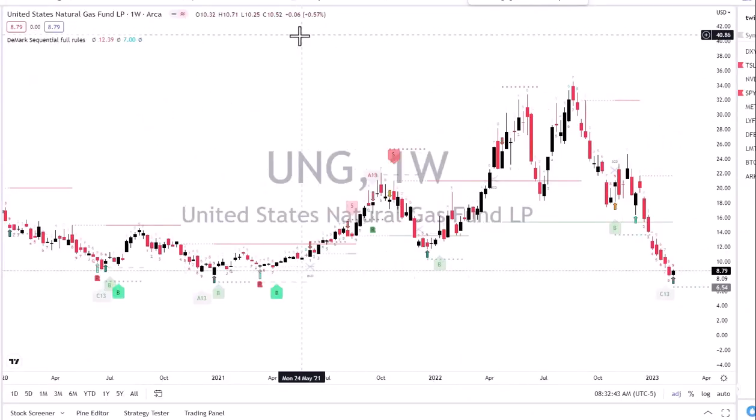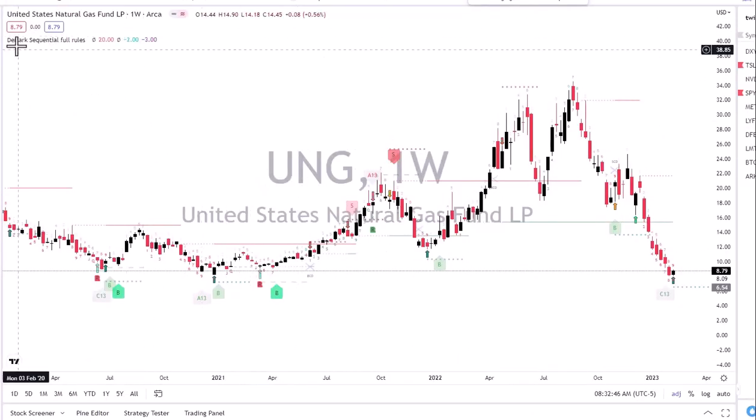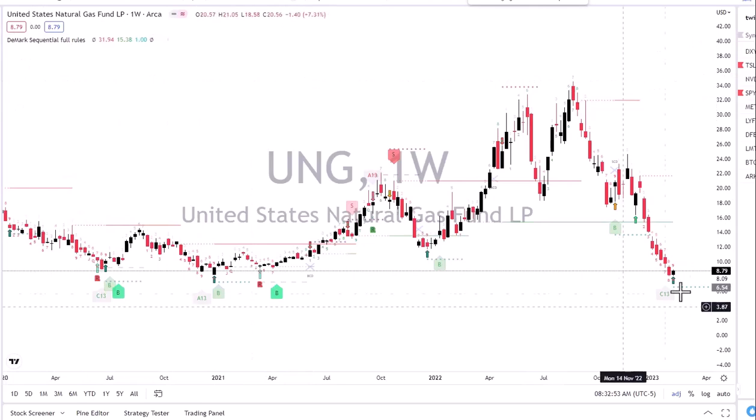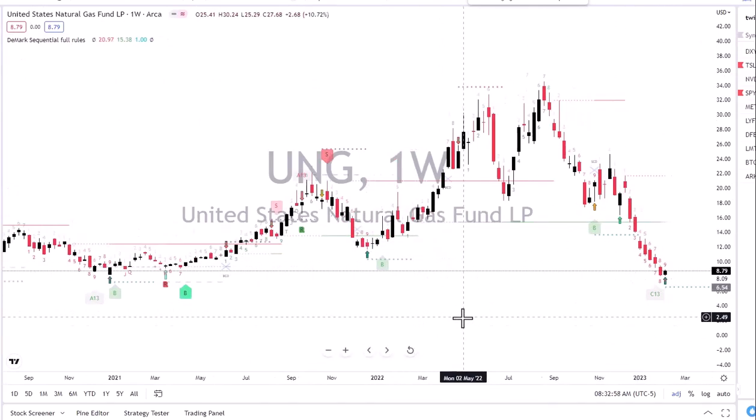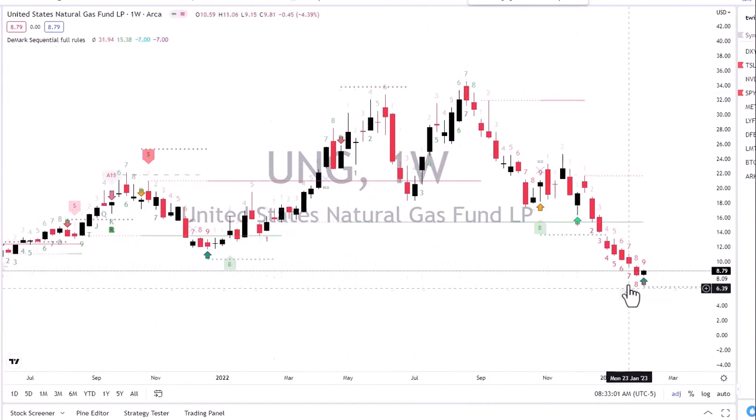This is something that I created for, these are Demark sequential full rules. And obviously I did not create the rules, but what I did was create this script in TradingView so that it will mark off specific levels that are here. And the importance of this is just to understand where we are. So this is UNG on a weekly chart.